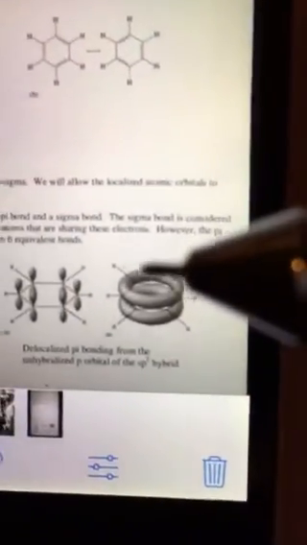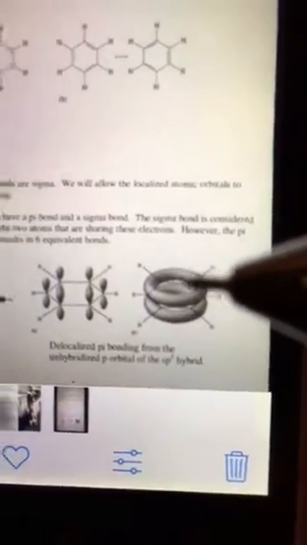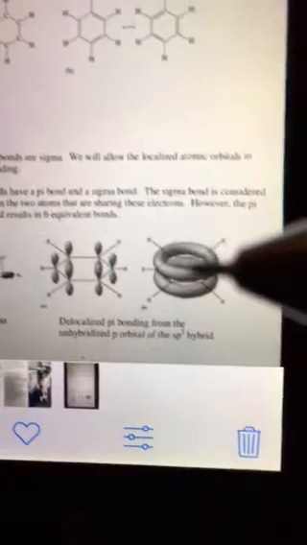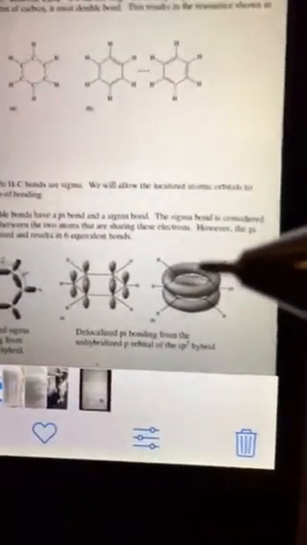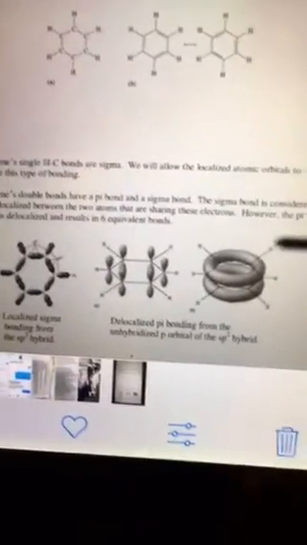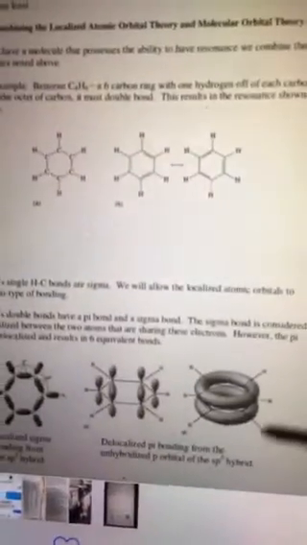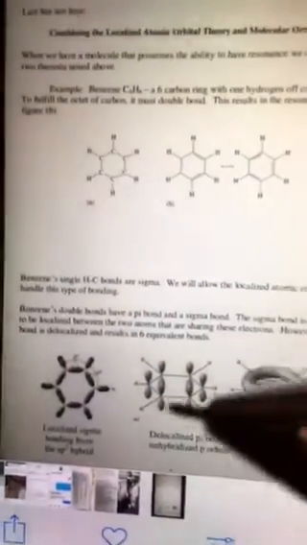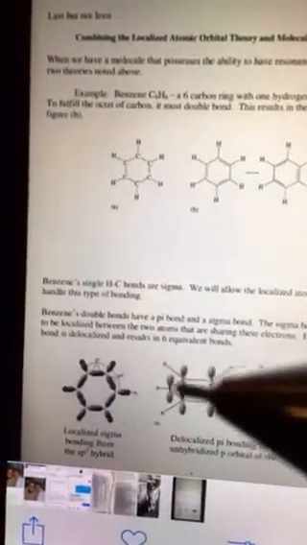Look at that beautiful picture of resonance. It's resonating above and below the axis such that the bonds on benzene are not single, nor are they double. They are all equal in length, equal in strength, and somewhere in between a double and single bond. So this is called delocalized because that bond doesn't just belong between those two.